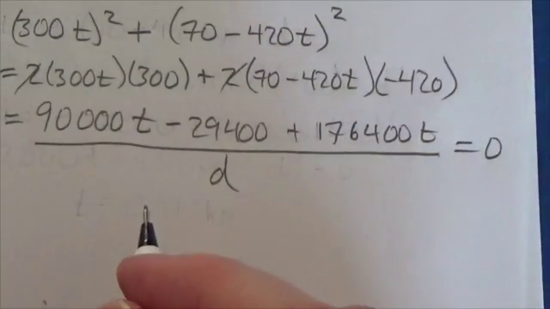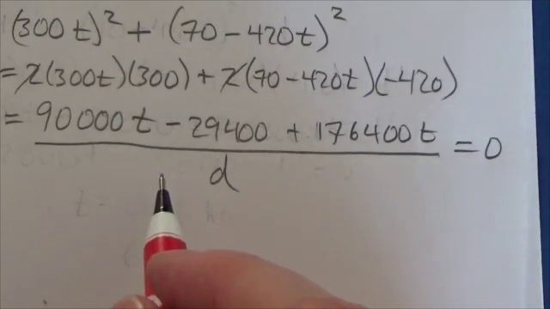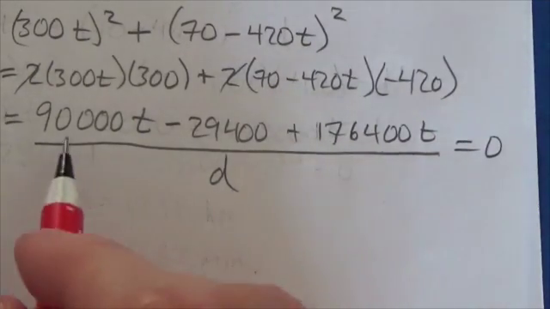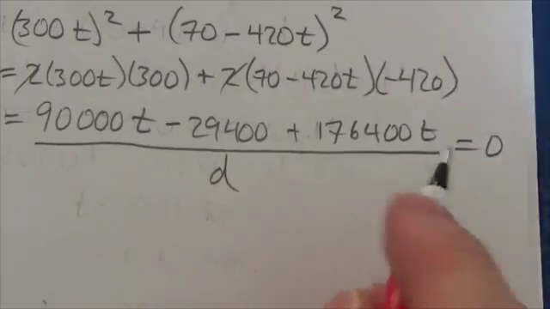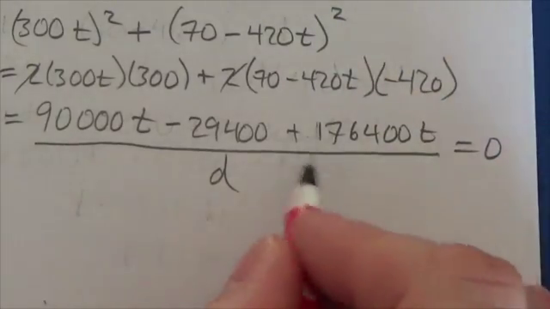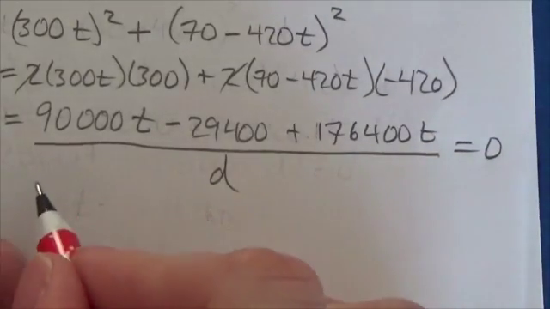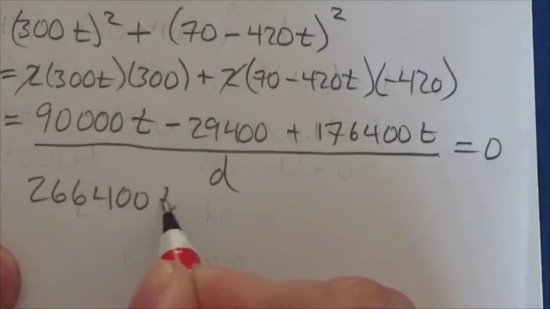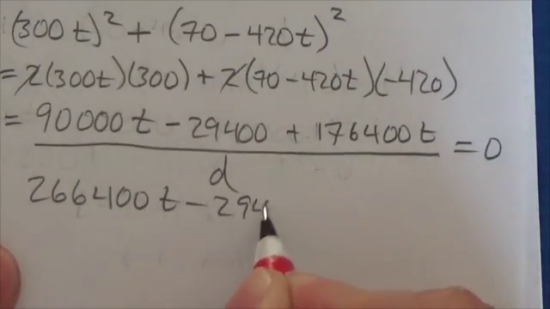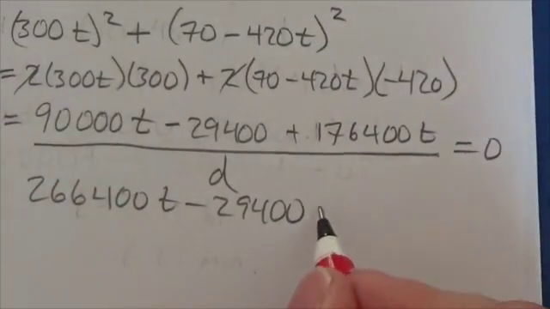So now what we're going to do is take, what do we got here? Again, I got to just make sure I'm looking at the right thing. I'm going to take that 90,000 plus the 176,400. So basically that ends up being 9 plus 17, so 26, so 266,400t minus 29,400. I multiplied up by that d, so it's gone.